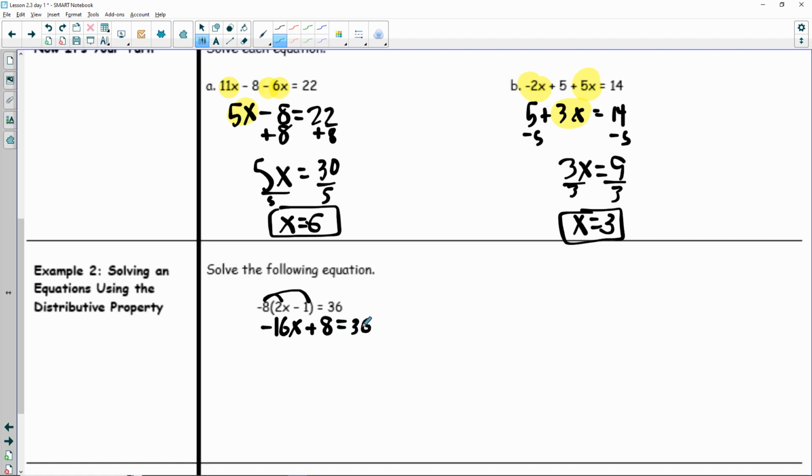And that one additional step that we just did now makes this a 2-step problem, and I can solve that. I look for any addition and subtraction first, which I have right here, so I get rid of the plus 8 by subtracting 8. And what I do to one side, I do to the other side. Negative 16x equals 36 minus 8 is 28.